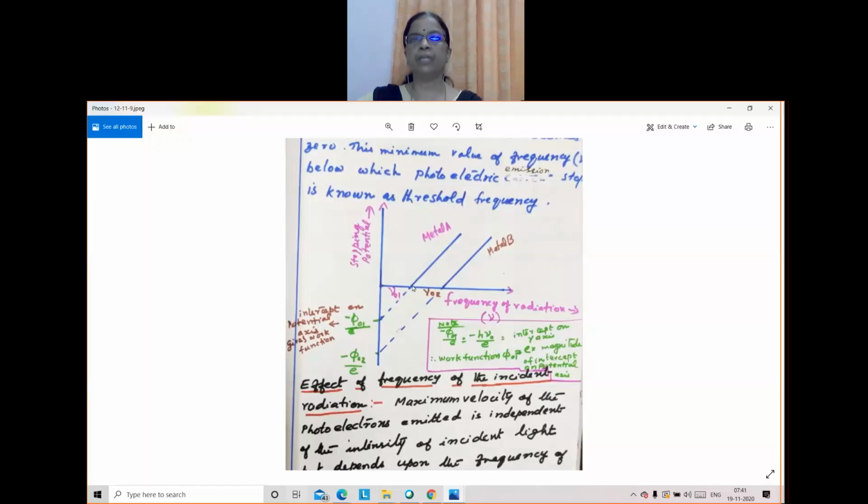Ejection of electron happens only after a minimum frequency. There exists a minimum frequency, the threshold frequency of the incident radiation, below which there is no emission of electron. But in the frequency-stopping potential graph, when we plot, we have to leave a gap here to show that there is a minimum frequency of the incident radiation below which there is no emission of photoelectron.